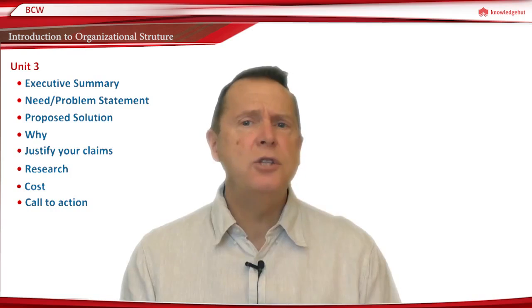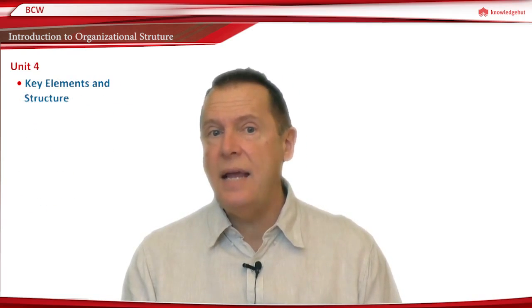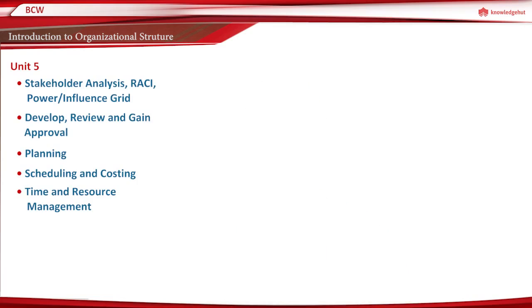Our fourth unit concerns the key elements of a business case and the structure required. Enough said. Unit 5 allows us to delve into the tasks that are required for us to achieve success, starting with the inclusion of a stakeholder analysis. Why is this important? By definition, a stakeholder is anyone who is affected by your proposal. So you want to know from the start who these individuals or groups are, right?